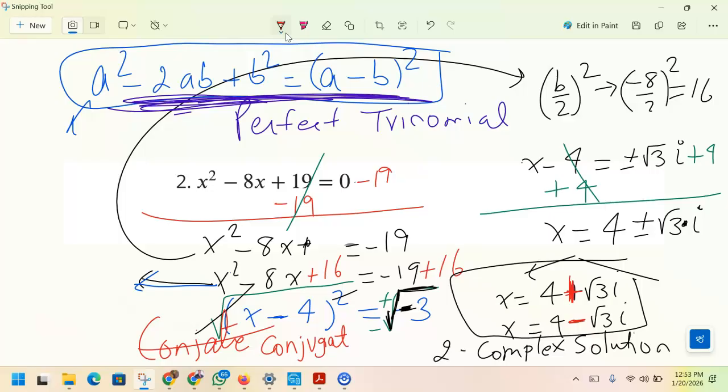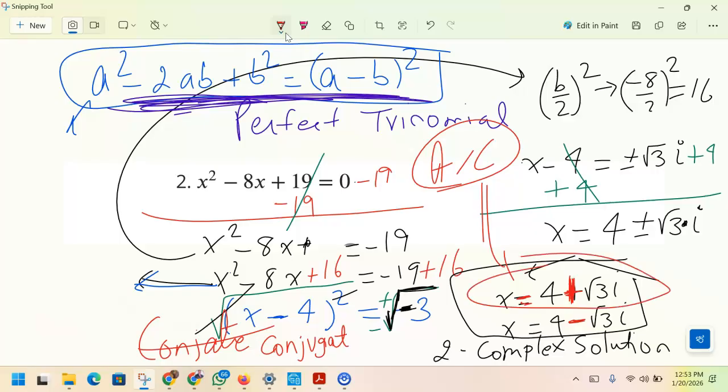So if one solution is a complex number, then the other one is just changing the sign. On the ACT they ask you a simple question: one of the solutions is this one, and what is the other solution? All you do is change the plus to minus or minus to plus. That's the conjugate. Okay.